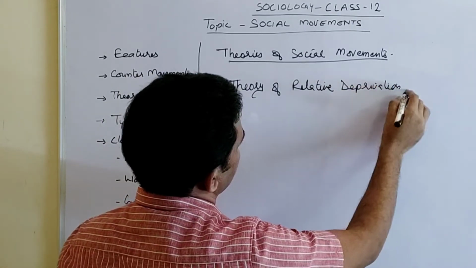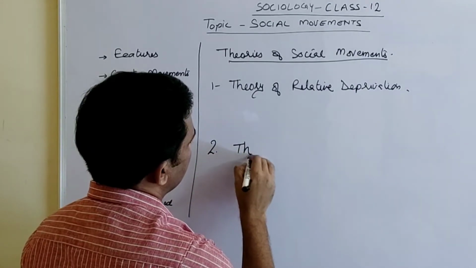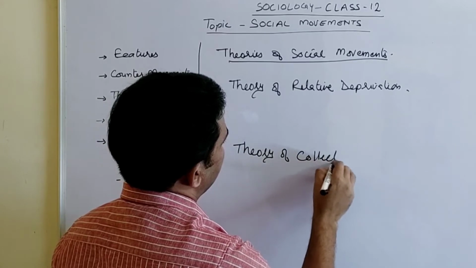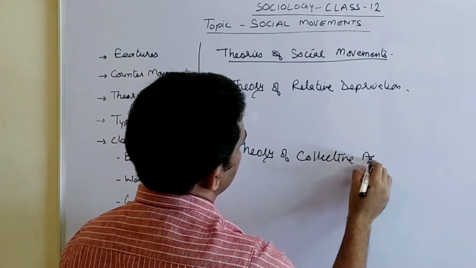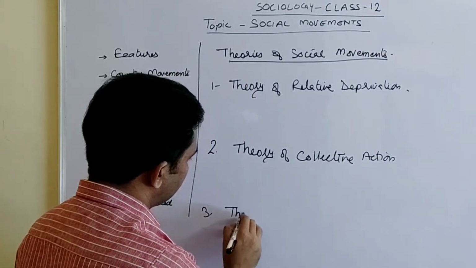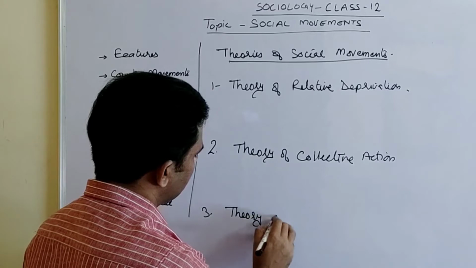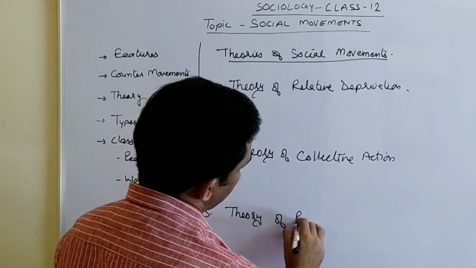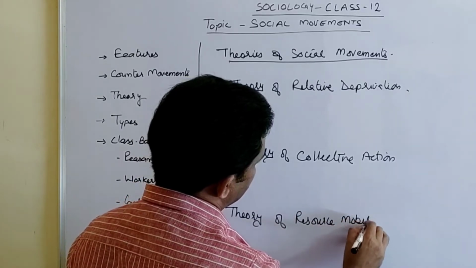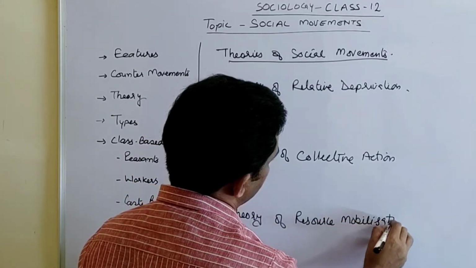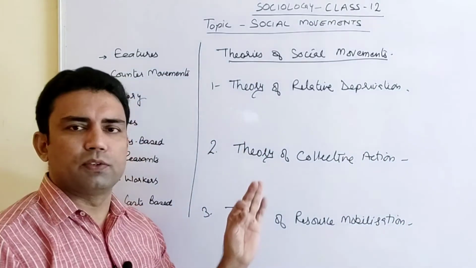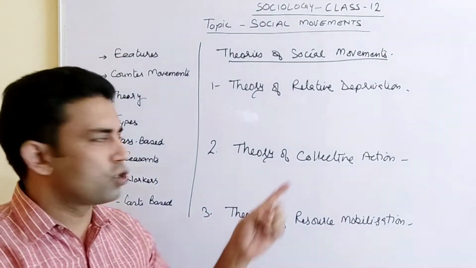Number two, we have the theory of collective action. Number three, we have the theory of resource mobilization. These are the three theories of social movement which we need. Let's talk about them one by one.